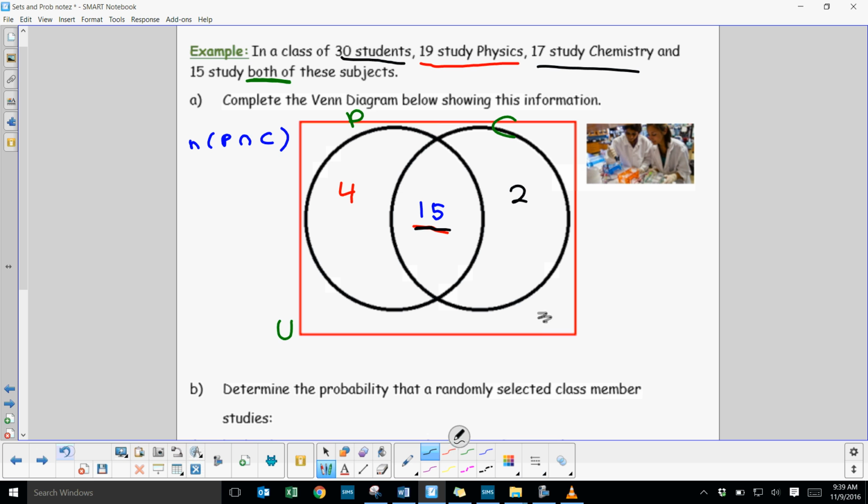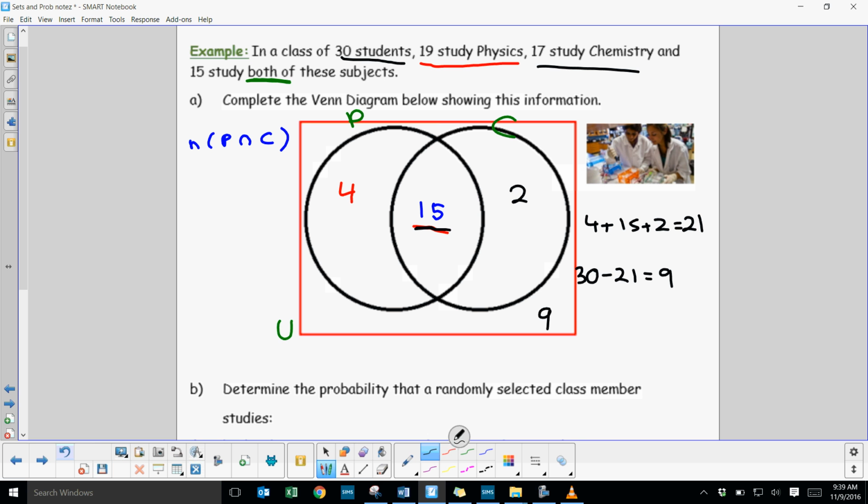So let's see, what is 4 plus 15 plus 2? I think 4 plus 15 is 19. 19 plus 2 is 21. But there's 30 in total. So how many are on the outside? There must be 30 minus 21 equals 9 students on the outside.